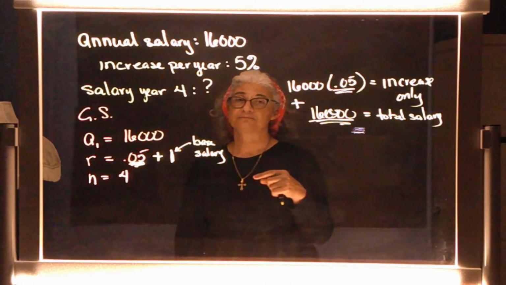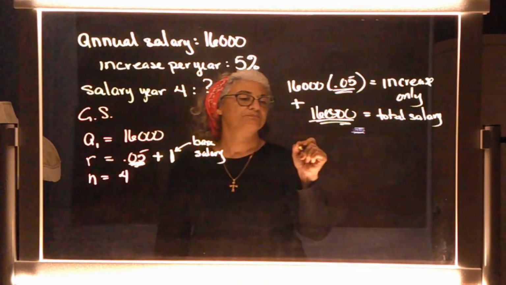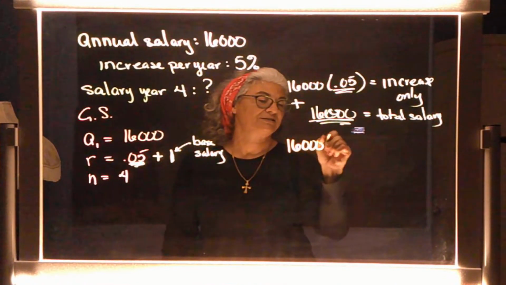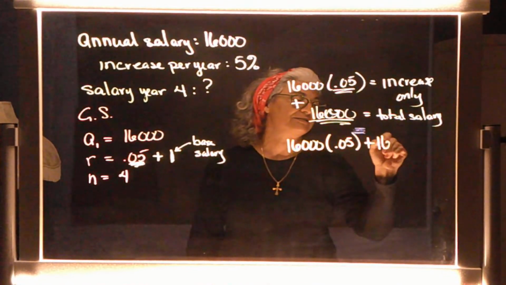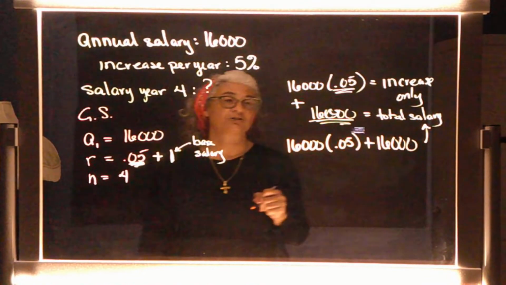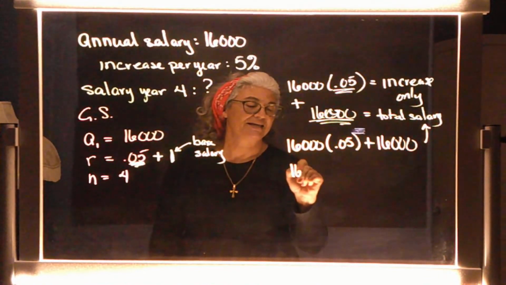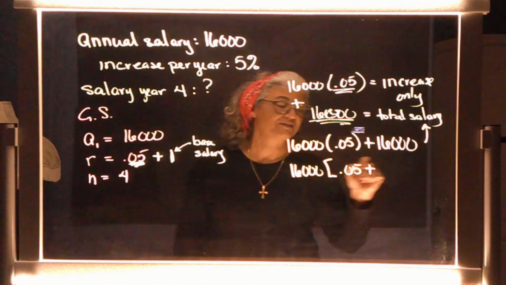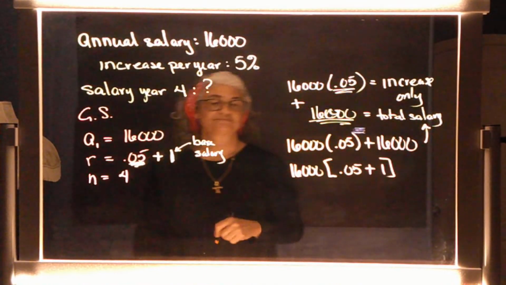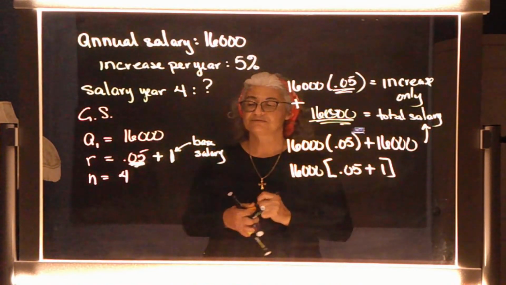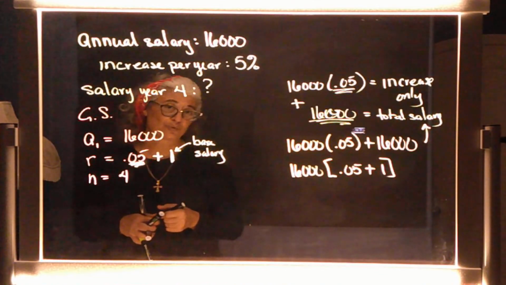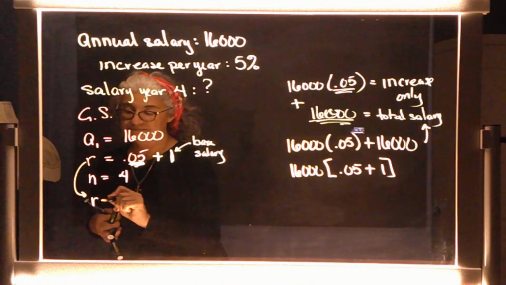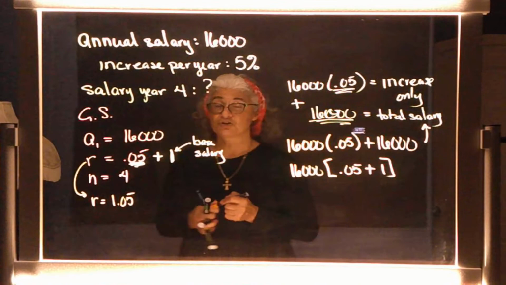So, and you're like, I still don't get it. Okay, hold on. Because some of you are still questioning the 16,000. So if you took 16,000 times the 0.05 and added 16,000, that would give you your total salary, right? Can't I factor out the 16,000? That would leave me 0.05 plus 1. There's your 1. Good? Okay, so my r is actually 1.05. Good?